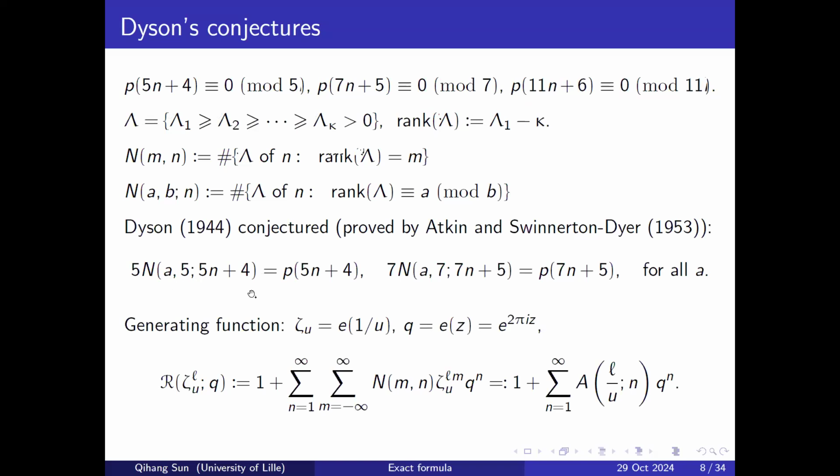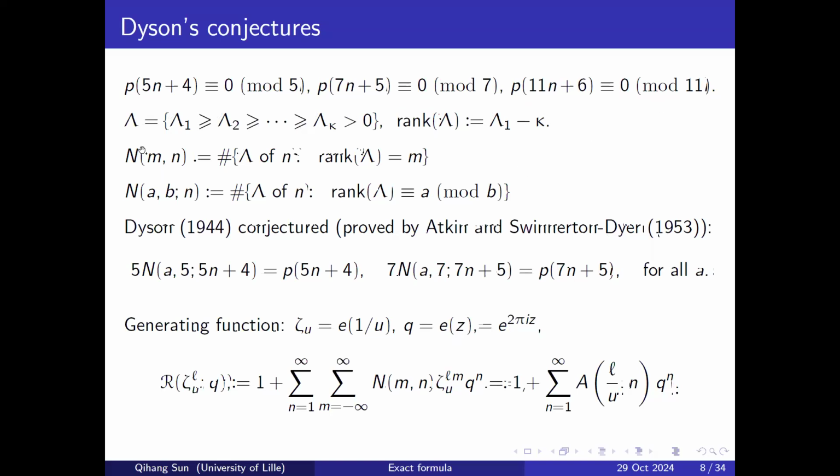They classify all the partitions of 5n plus 4 into 5 same-size sets, so this one is just a multiple of 5. And also the reason for 7. This was originally proved in the 1950s by Atkin and Swinnerton-Dyer, and Dyson believed that there should be another interpretation for 11, and actually this was found by George Andrews in the late 1960s.